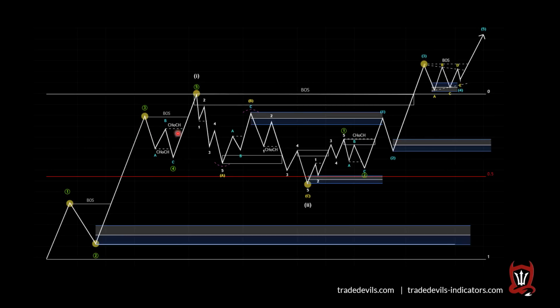So here's my impulse with my little zigzag into my fourth. That gives me the change of character. That gives me the break of structure. That gives me the fifth. That gives me my pivot up here. So I know I've got an uptrend into my impulsive one wave.